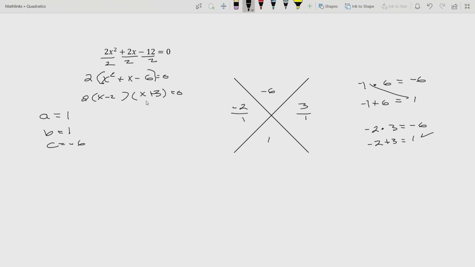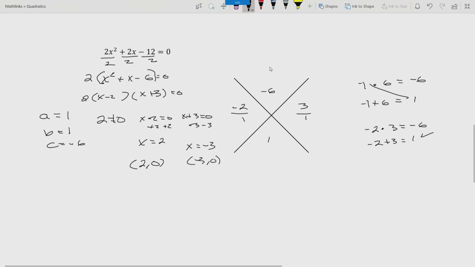Now we want to set each one of our terms equal to 0. So 2 is equal to 0, then we have x minus 2 is equal to 0, and then we have x plus 3 is equal to 0. Now 2 equals 0 is definitely not correct, so that's not one of our terms. We can add 2 to both sides here, so x is equal to positive 2. So this is one of our solutions. And then for x plus 3, we want to subtract 3 from both sides. So x is equal to negative 3. So we have negative 3 and 0 as our second solution.